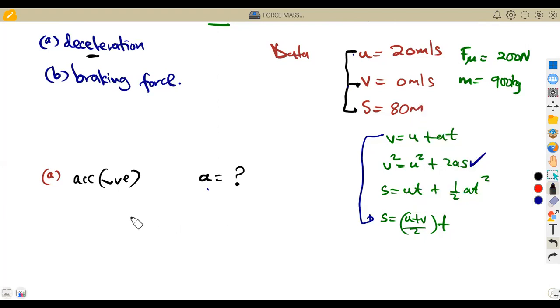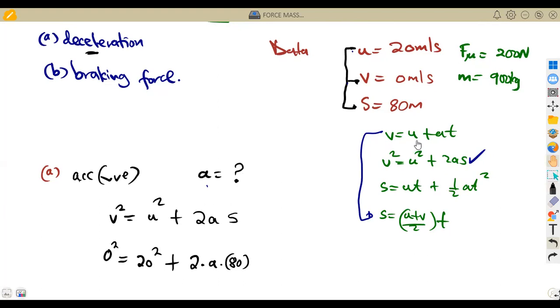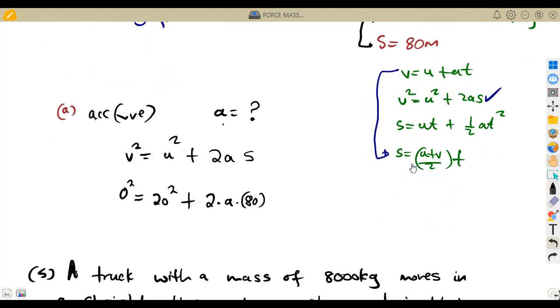So there we are going to have V squared is equal to U squared plus 2AS. We need to calculate the acceleration in this case. You can substitute your values, or you can make A the subject, or you can just substitute V, which is 0 here. So 0 squared is equal to U, which is 20 squared, plus 2AS. So we are going to have 2 times A times our S, which is 80 meters. So that means we can calculate the value of A in this case.